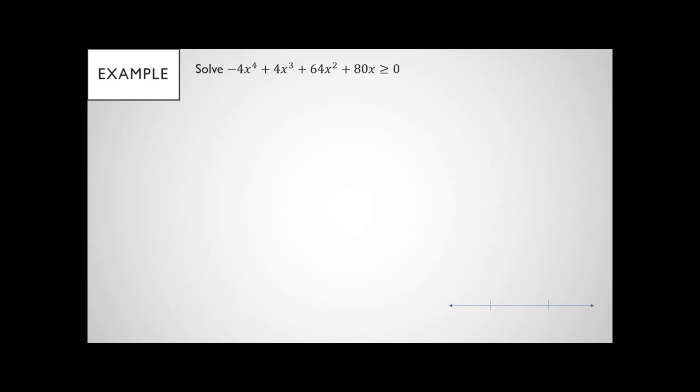But the first thing we can do is factor out the greatest common factor, because there is a greatest common factor in all of these, because I can factor out a -4 and an x. So that is what I'm going to first do, is factor out a -4x. So that leaves me x cubed minus x squared. And 64 divided by -4, so that's a -16x. And then 80 divided by -4 is a -20, so we get -20.